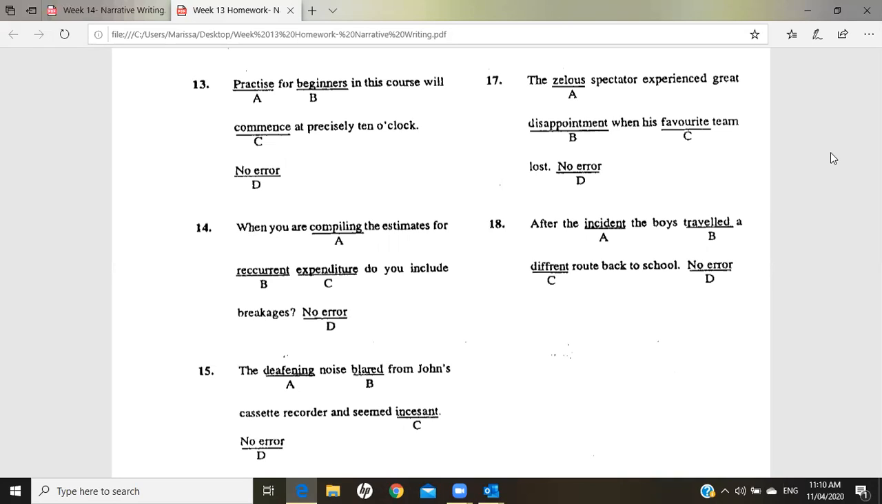Good, number 14. When you are compiling the estimates for recurrent expenditure, do you include breakage? D? No, there's an error. A? No. C? No, the answer is B. Recurrent has one C and two R's.